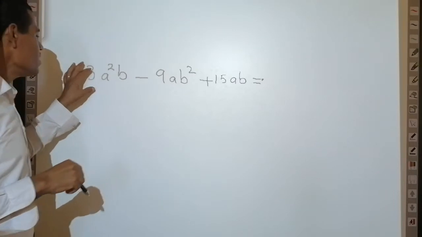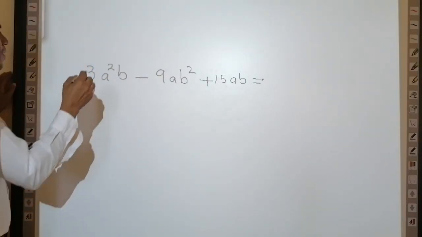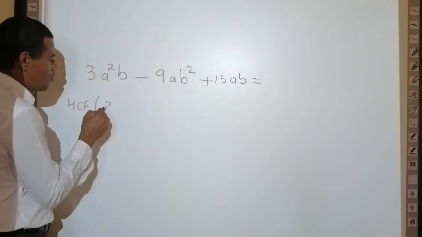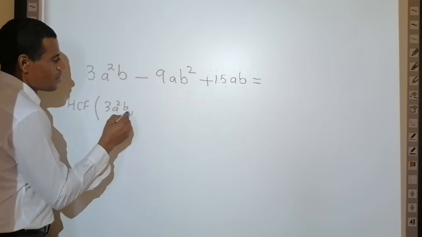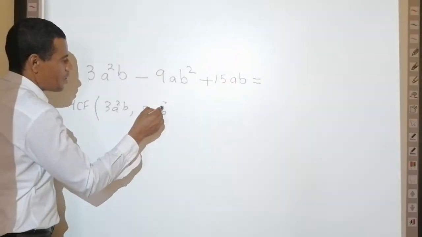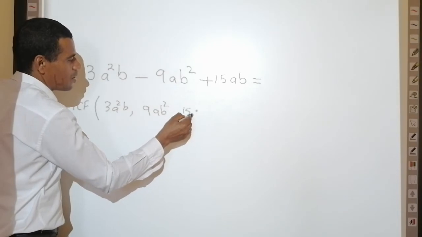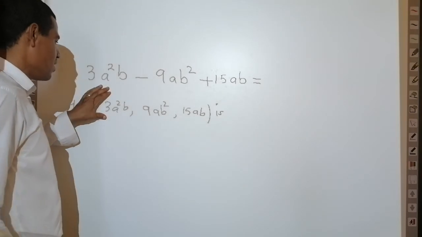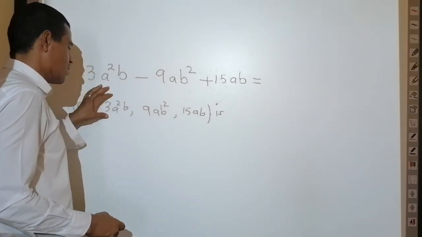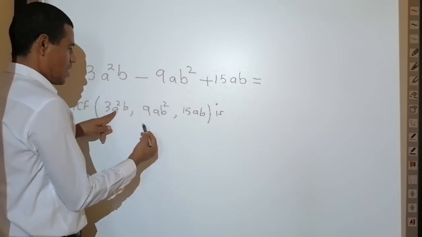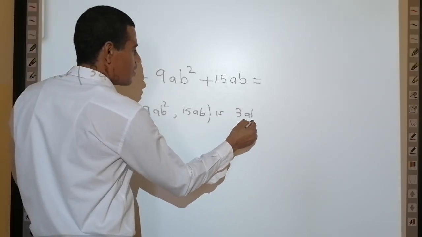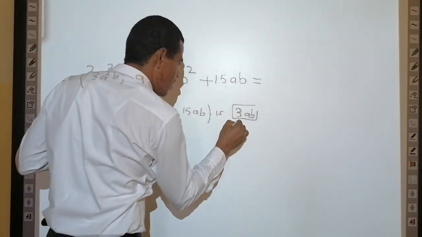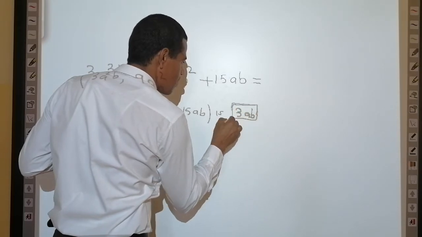Okay, what is the highest common factor? Highest common factor of what? Of 3a squared b, then 9ab squared, then 15ab. 3 is already given, yes, 3 is a common factor. Also, a, and b. 3ab. This is the highest common factor. Okay, this one we call it 3ab is the highest common factor.